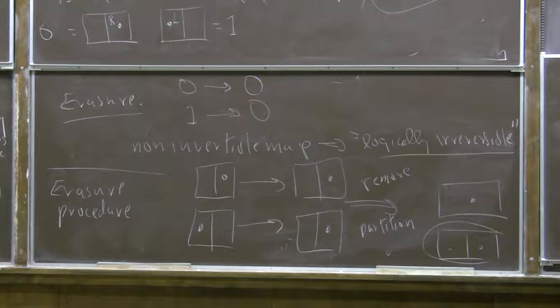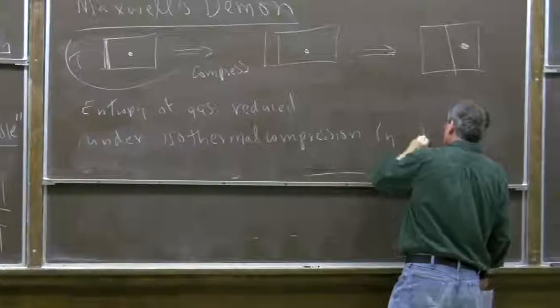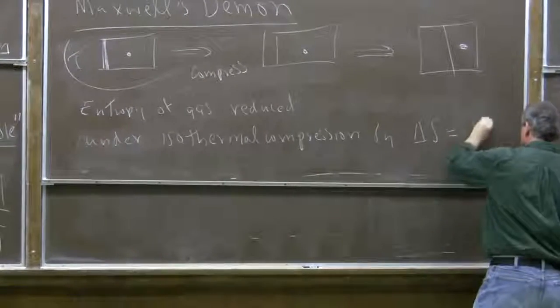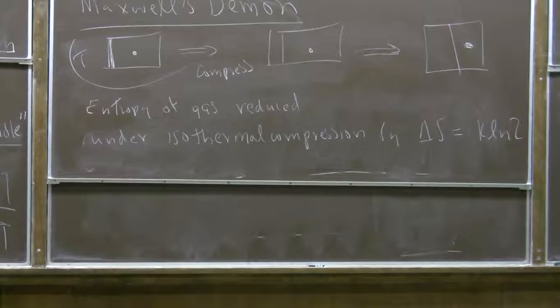When I did the compression, I had to do work. I was actually reducing the entropy of the molecule, reducing the volume that it occupies from the initial volume 2 to the final volume 1. So the entropy of the gas is reduced under isothermal compression by k log 2, because the final volume is half of the initial volume.